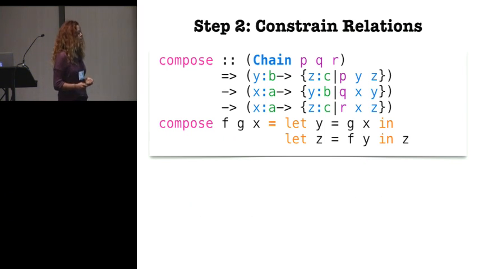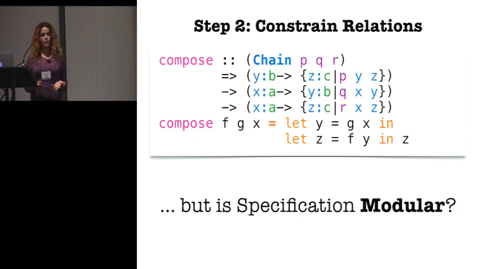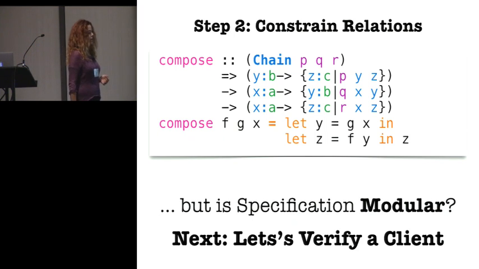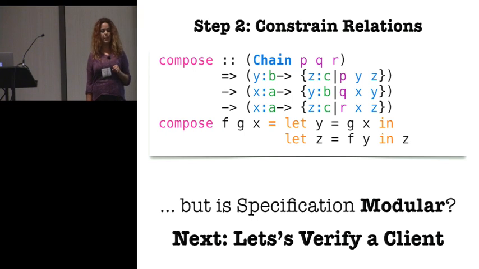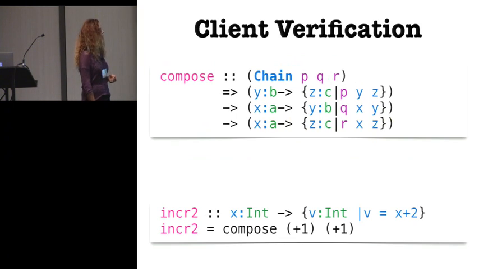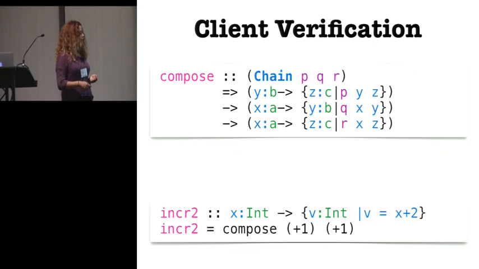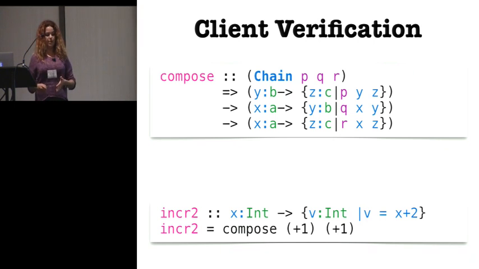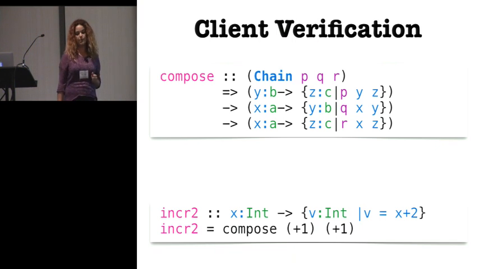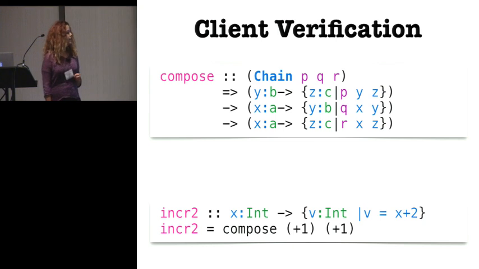Then my next question is if this type of compose is modular. And to answer this question, I'm going to pick up a random client and try to verify it. So I'm going back to my increase twice function. And I get increase twice by composing two functions that increase their argument by 1. And I have my desired specification for increase twice. So I need to verify this client specification.